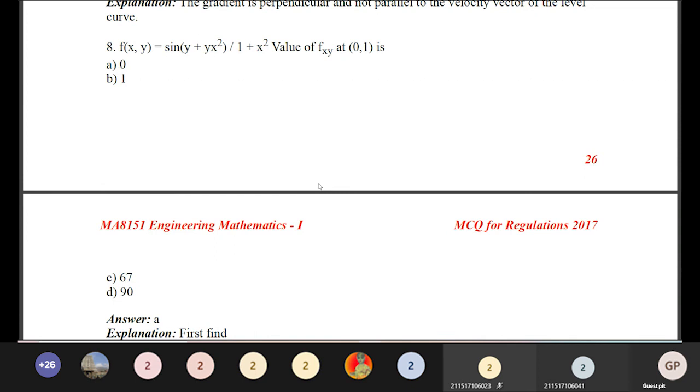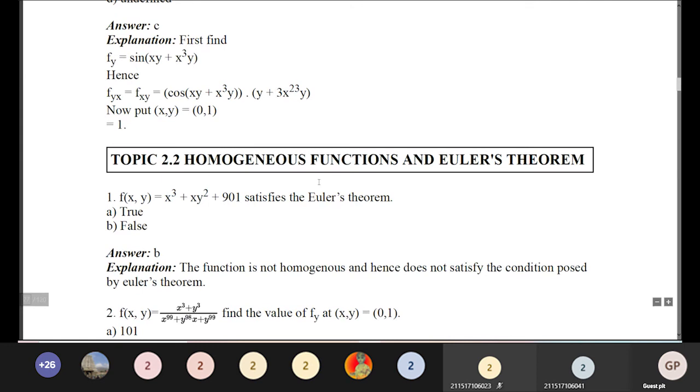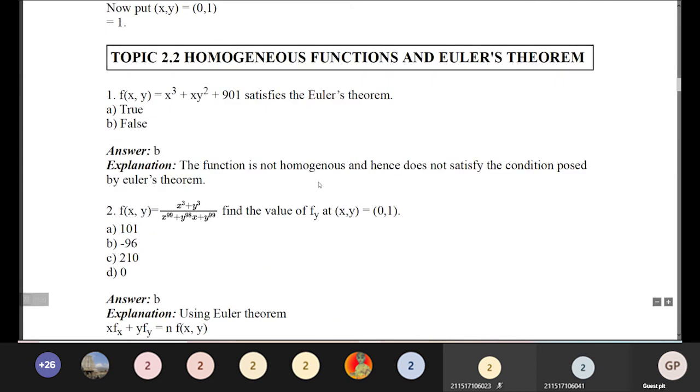Similar problem, 8th one, 9th one, similar problem. Homogeneous function. Homogeneous function means the order should be same. For the first term, the power is 3. Second term, the power is 1 plus 1, 1 plus 2, that is 3.